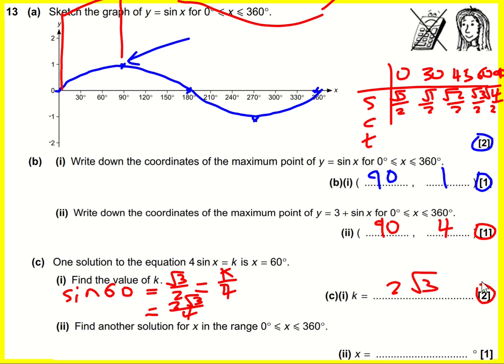I can't think of any other way of doing it. You need to know your exact value of sine. You write it as root 3 over 2. You compare it with k over 4, and you just figure out what k must have equaled. And that is the answer.